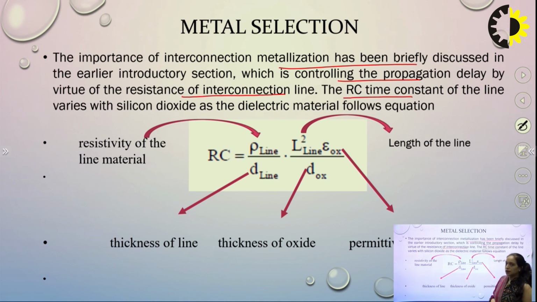This RC time constant of the line varies with the silicon dioxide as a dielectric material, and it follows the equation RC is equal to rho line divided by D line, L square line divided by D oxide, and the permittivity of oxide, where rho line is the resistivity of the line material, D line is the thickness of line, L line is the length of the line material, and D oxide is the thickness of oxide, and this is the permittivity of oxide. So, depending upon the material which we are using, your RC time constant will be calculated.